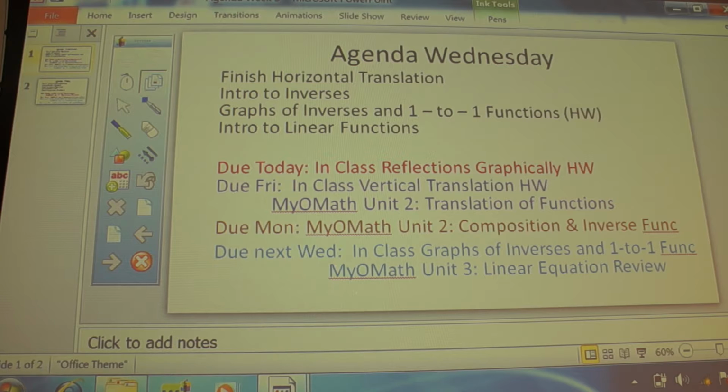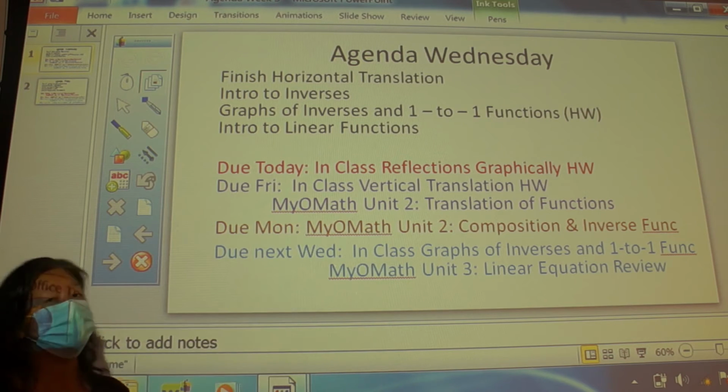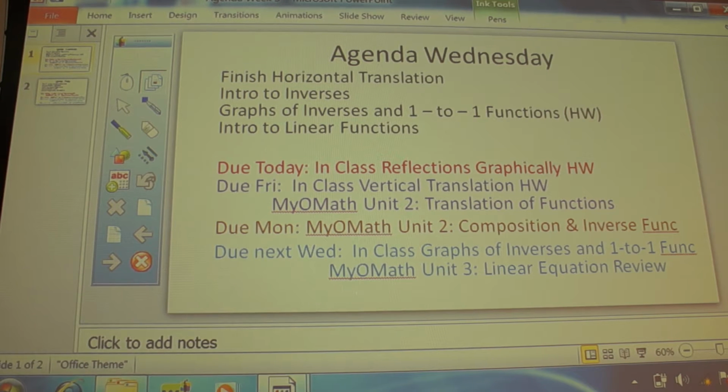Okay, good. So today what we're doing is we're going to finish up the horizontal translation, and then we're going to get into intro to inverses. Then I want to go through your homework graphs of inverses and one-to-one functions. We may get into the intro to linear functions. We'll see. All right. So today you have due in class the reflections homework, reflections graphically. So I will want that by the end of class.